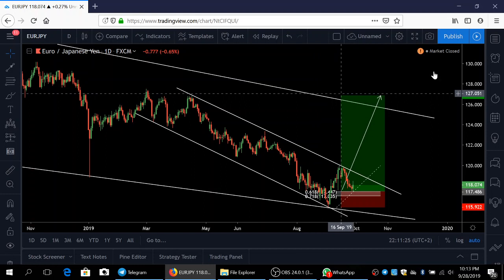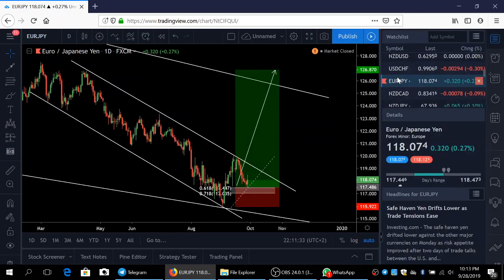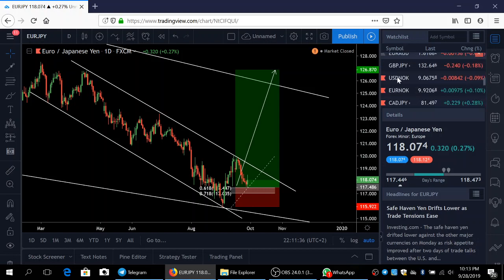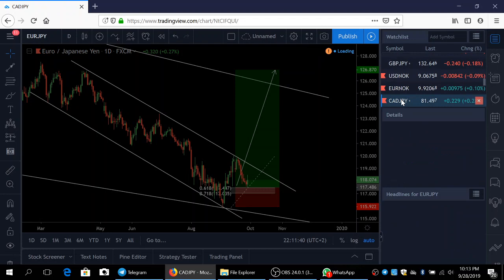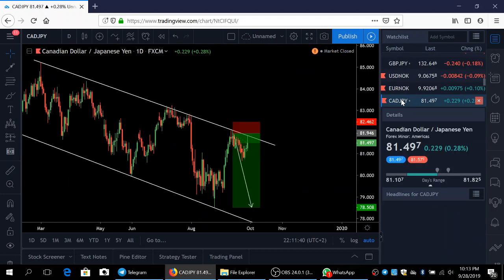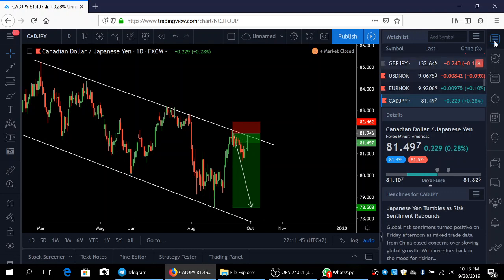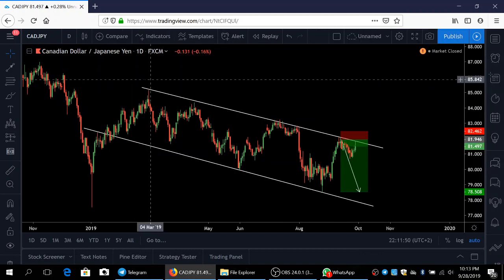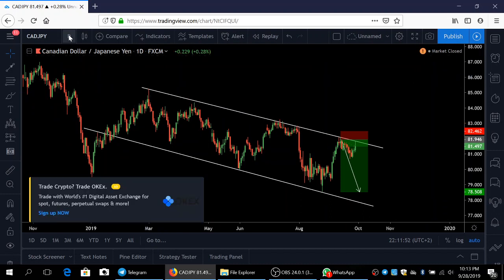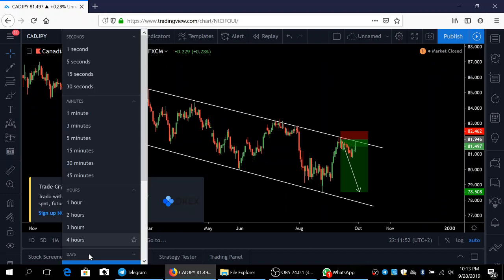So our next currency pair that we'll be looking at is KJPY. Okay, there we go. So for KJPY we are looking at the 4-hour chart, but it's the same thing with the daily chart, but the 4-hour chart is a bit clearer.